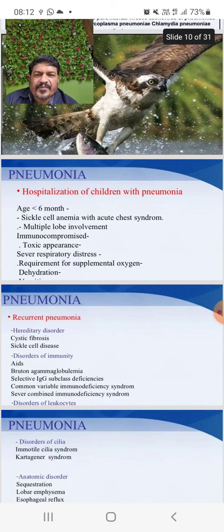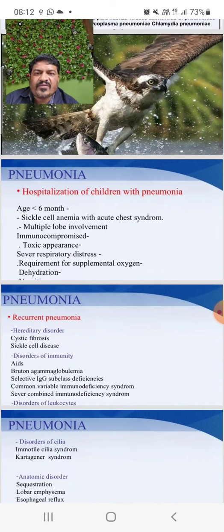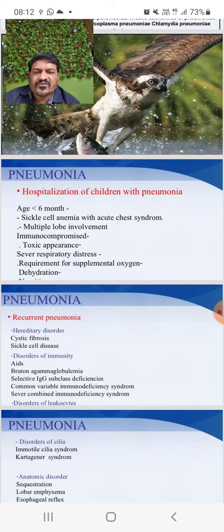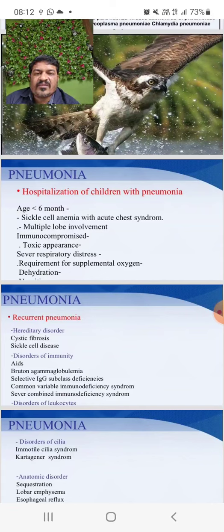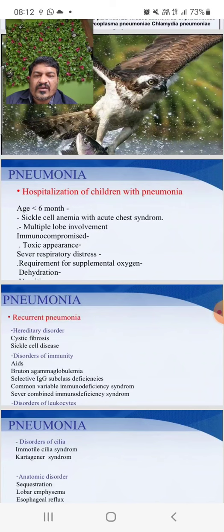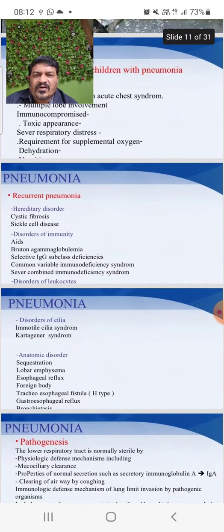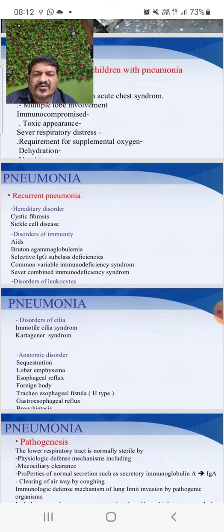Recurrent pneumonia is seen in hereditary disorders like cystic fibrosis, sickle cell disease. Disorders of the immunity like AIDS, Bruton agammaglobulinemia, selective IgG subclass deficiencies, common variable immunodeficiency syndromes, severe combined immunodeficiency syndrome, and disorders of leukocytes. Disorders of the cilia: immotile cilia syndrome, Kartagener syndrome. Anatomic disorders like sequestration, lobar emphysema, esophageal reflux, foreign body, tracheoesophageal fistula, gastroesophageal reflux, and bronchiectasis.